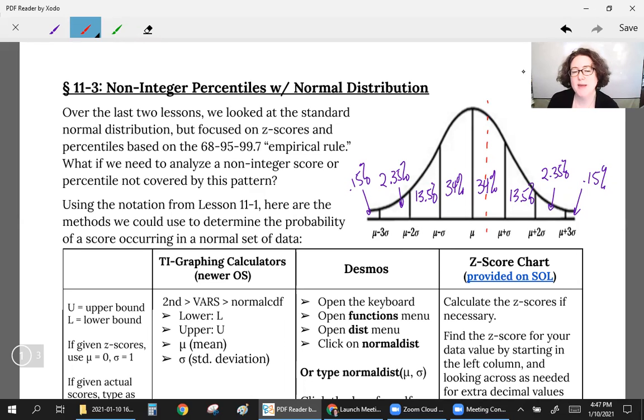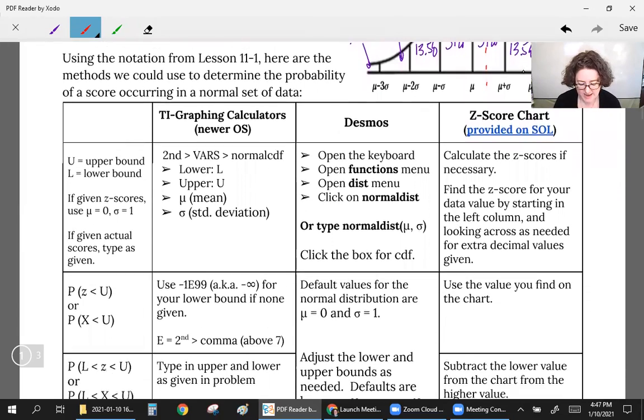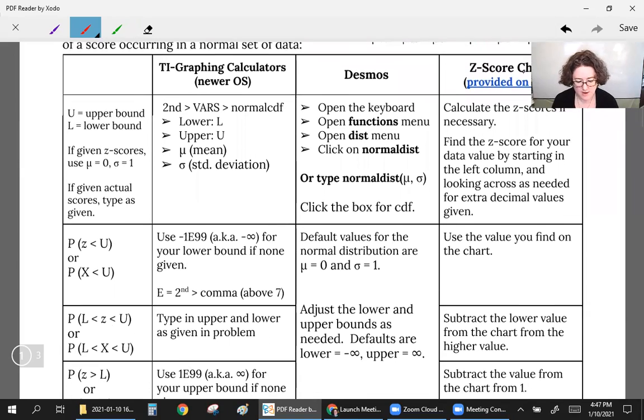Now, there are three different ways that we could do this. I'm going to be focusing on using Desmos. The reason being is that is the calculator that you're going to have available if you have to take the SOL. It's the most straightforward way to calculate these probabilities. That being said, you can use a TI graphing calculator, and I do have a summary on this page with how you can do these problems on that calculator.